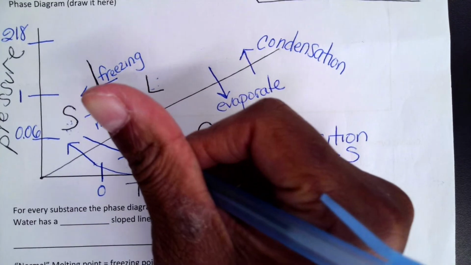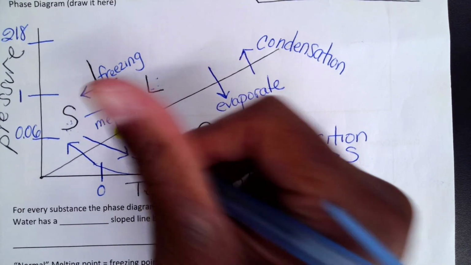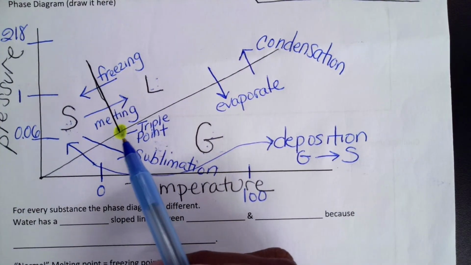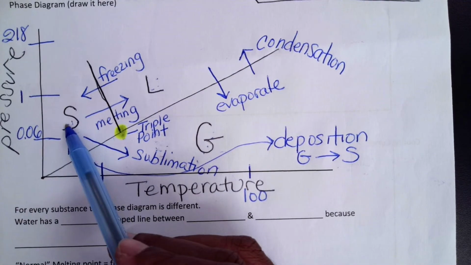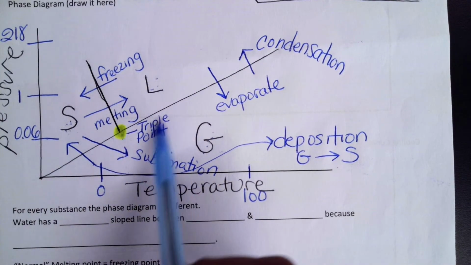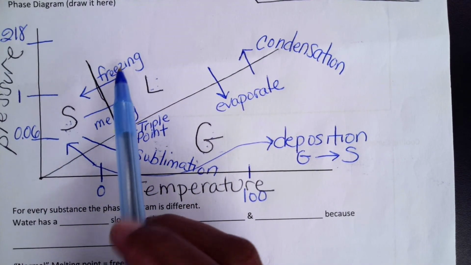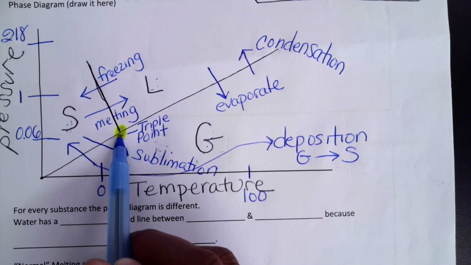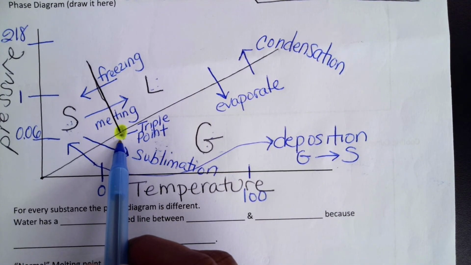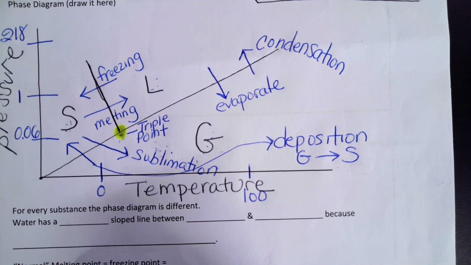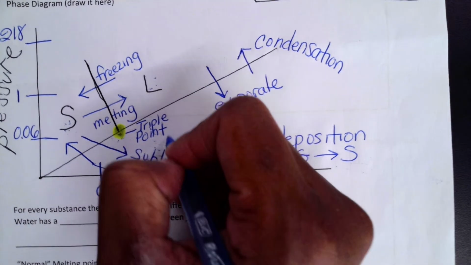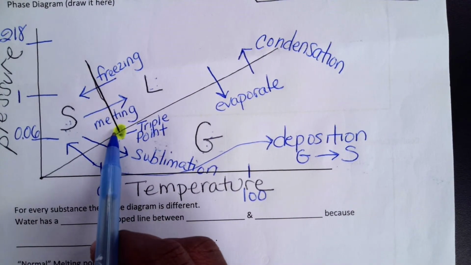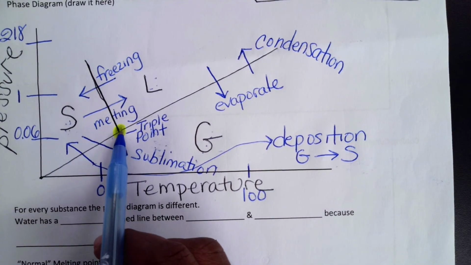So at this point, for the substance, it's like a blend, a mixture of solid, liquid, and gas, but only at that particular pressure and temperature. So this is where you have solid, liquid, and gas just coexisting.